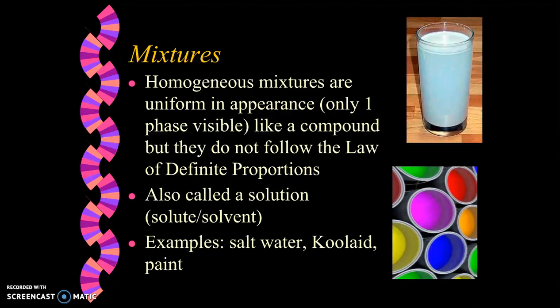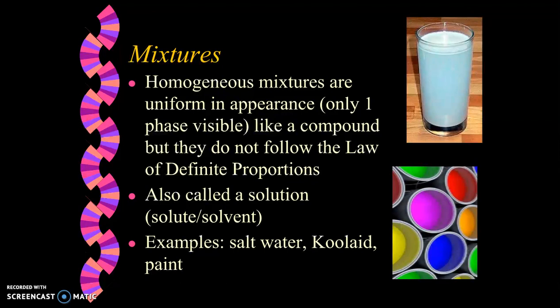So that's a homogeneous mixture. If there's only one phase visible, like a compound, but it does not follow the law of definite proportions, meaning I can't write a formula for it. It's not going to have just basic elements chemically combined together. That's going to be a homogeneous mixture. We also call these things solutions.